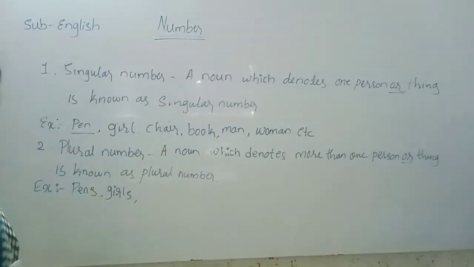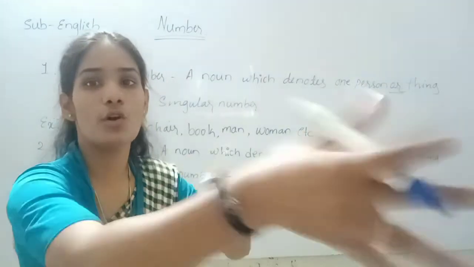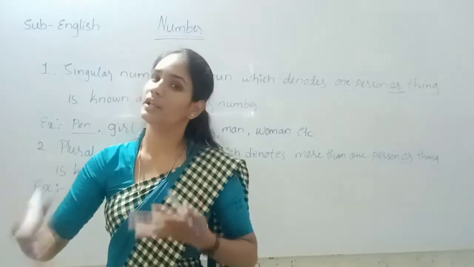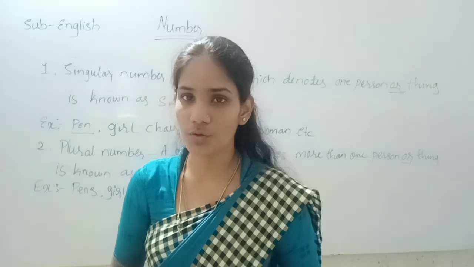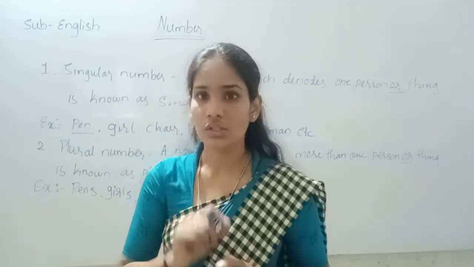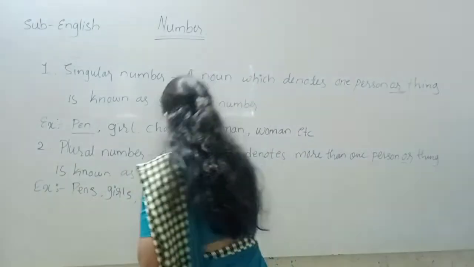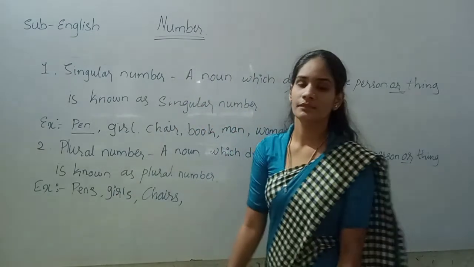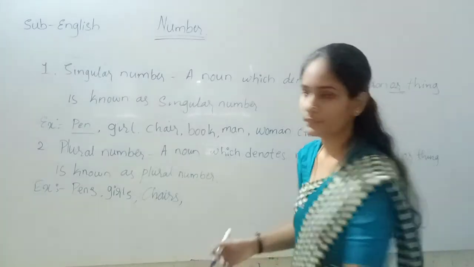Chair. If there is more than one chair, it may be 2, 3, 4, 5 chairs, then we have to use the plural form of the singular noun chair. The plural form of chair is chairs. Book. Books.